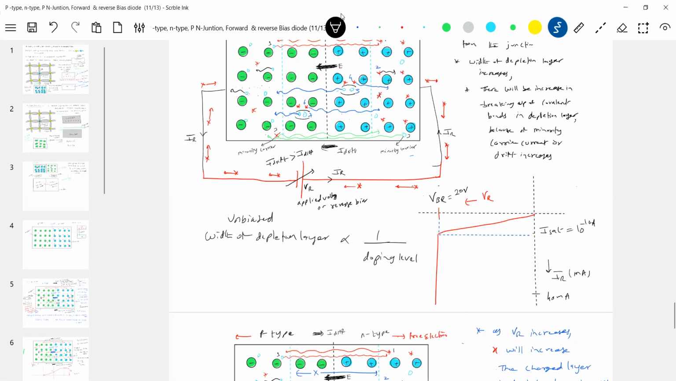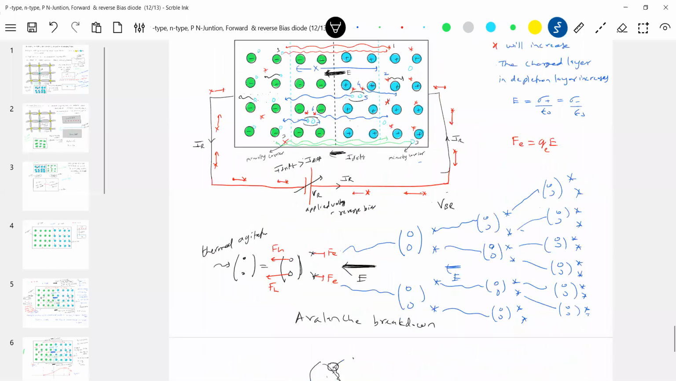So therefore, shall we put here VBR depends on what? Doping level. By adjusting doping levels, we can control the VBR. Okay, there is only information, just remember it. No need to bother. Okay, got this one. So this is about the avalanche breakdown.